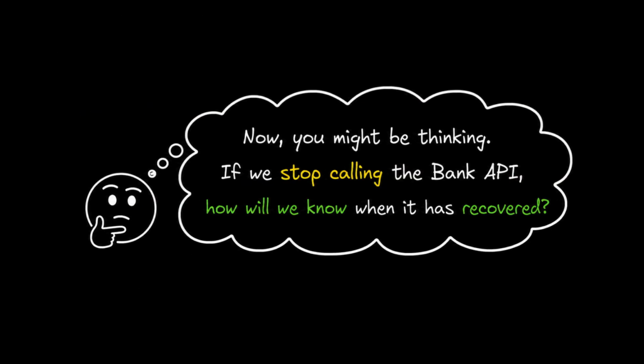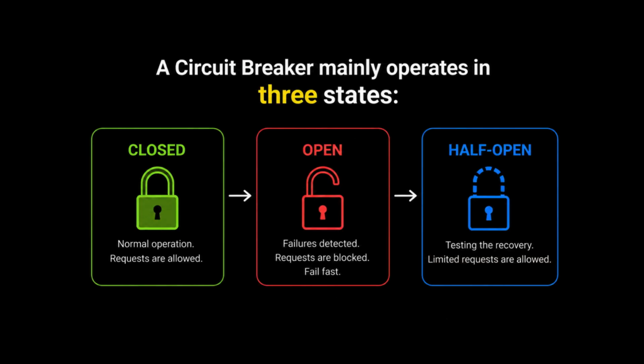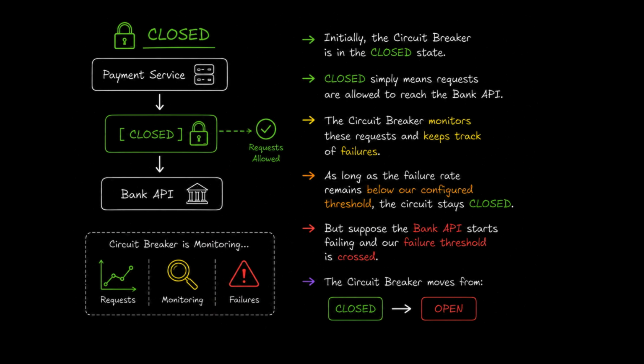Now you might be thinking, if we stop calling the bank API, how will we know when it has recovered? To understand that, we need to understand the 3 states of a circuit breaker: closed, open, and half open. A circuit breaker mainly operates in 3 states: closed, open, and half open. Let's understand them using the same bank API example. Initially, the circuit breaker is in the closed state. Closed simply means requests are allowed to reach the bank API. The circuit breaker monitors these requests and keeps track of failures. As long as the failure rate remains below our configured threshold, the circuit stays closed.